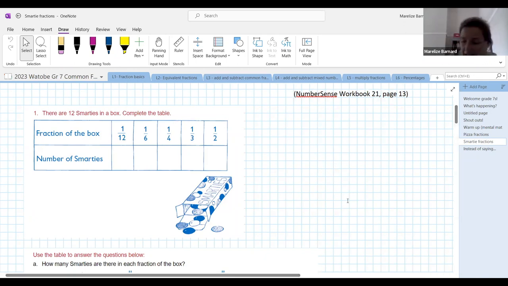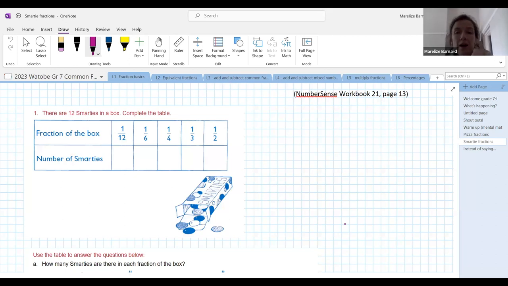Bye. Okay, let's look at Smartie fractions. So how many Smarties is a 12th of 12 Smarties? If I take 12 Smarties, and I just want a 12th of that box of Smarties, how many do I have? Remember, we said that we're dividing. So if we're taking our 12 Smarties and dividing them into 12ths, how many am I getting? If there's 12 people and I divide 12 Smarties out, how many will each person get? Just one Smartie.